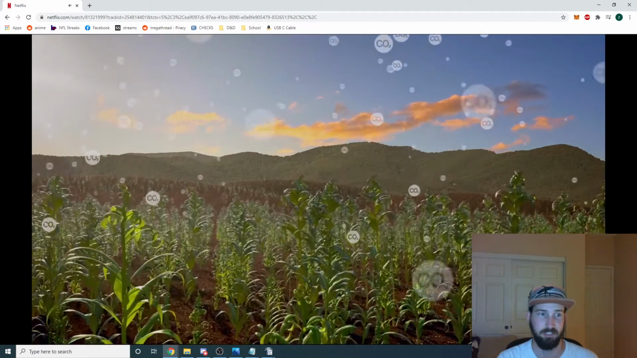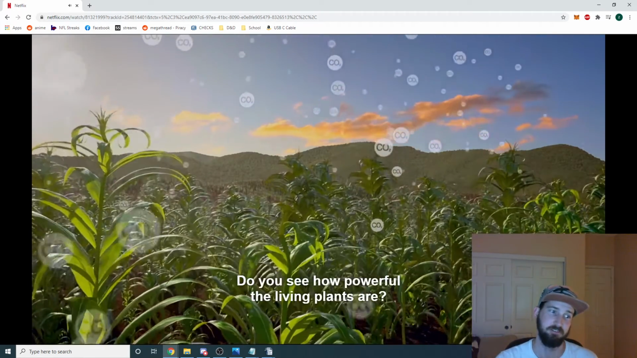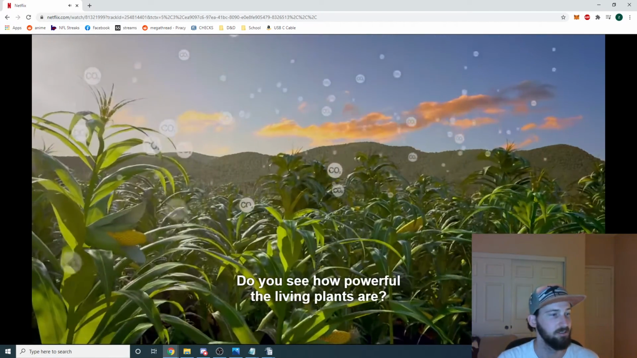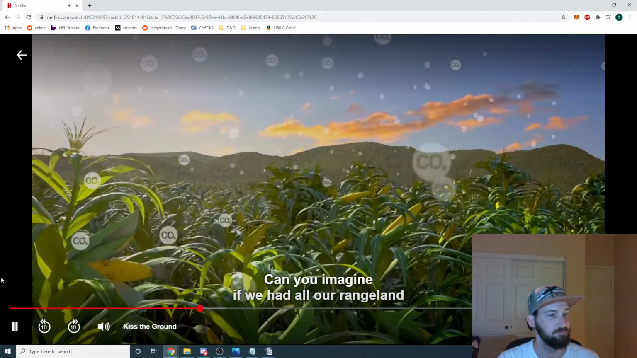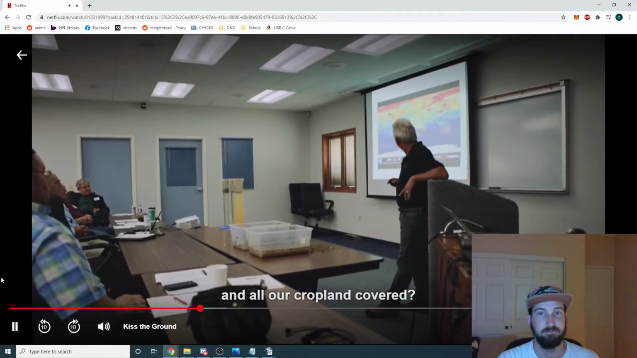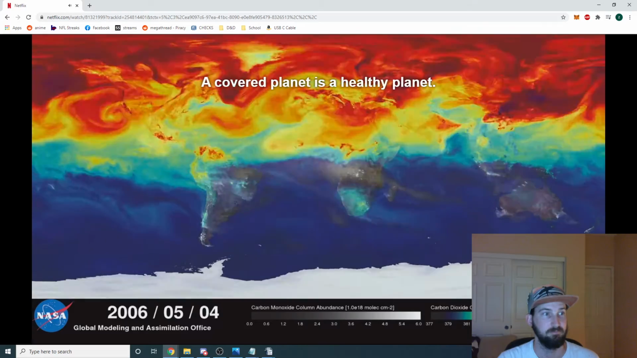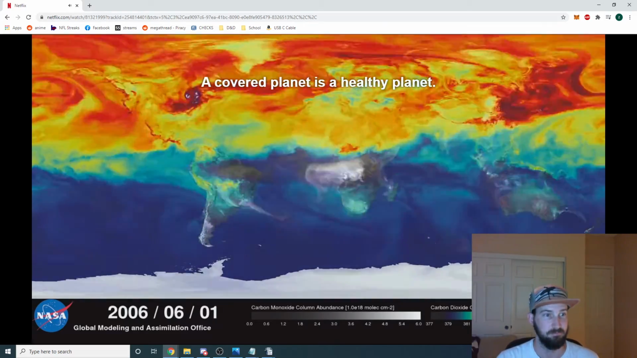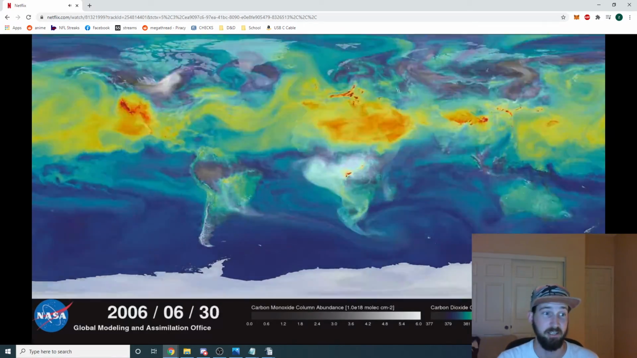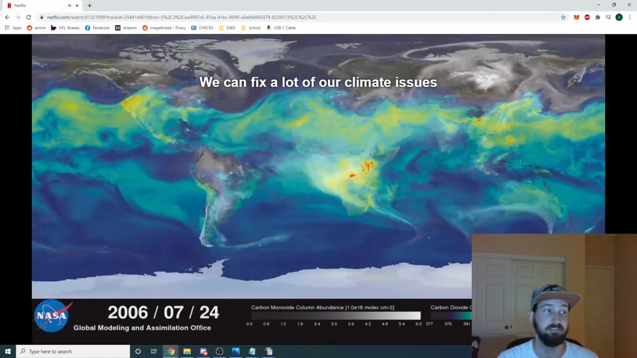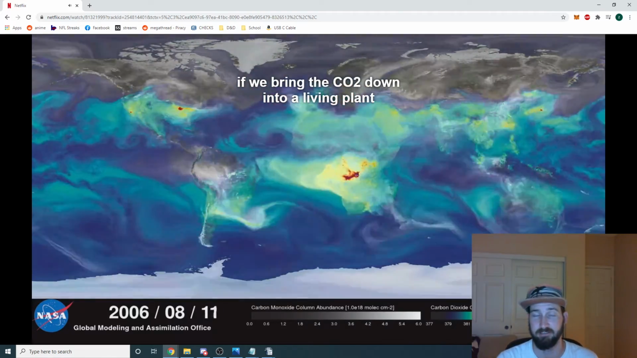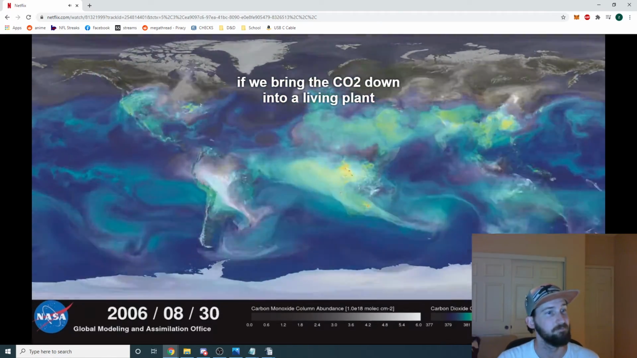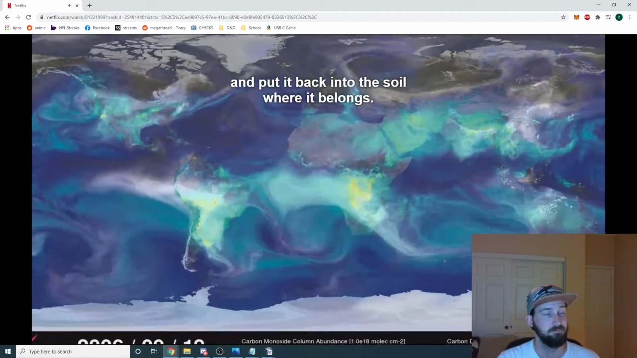So if you have the cover crop all year round, you see how powerful the living plants are? Can you imagine if we had all our rangeland and all our cropland covered? A covered planet is a healthy planet. You can replicate this. We can fix Africa, a lot of our Texas climate issues. You too can replicate this across the world, bringing all the CO2 down into a living plant and putting it back into the soil where it belongs.